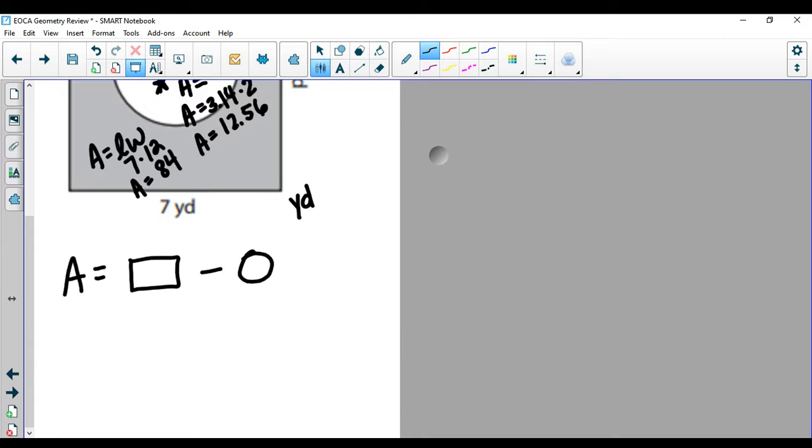When we look at area, we are going to be using our units here, our yards, and when we do area, are our units just going to stay yards? Are they going to be yards squared, or are they going to be yards cubed? So when we do area, we're going to do yards squared.